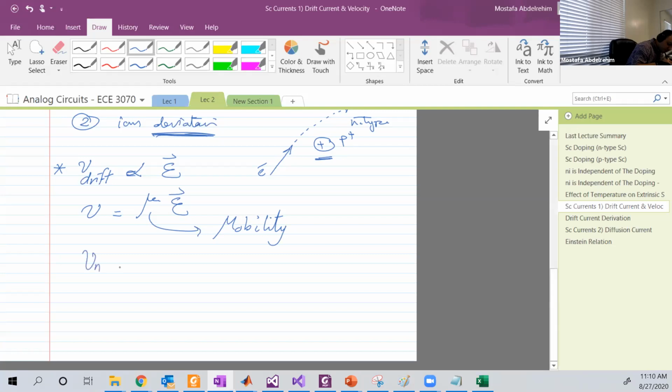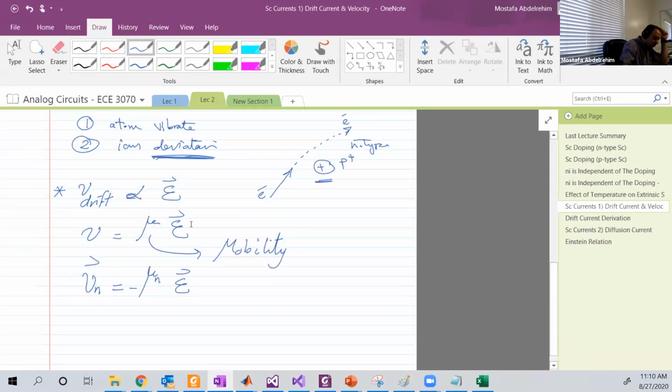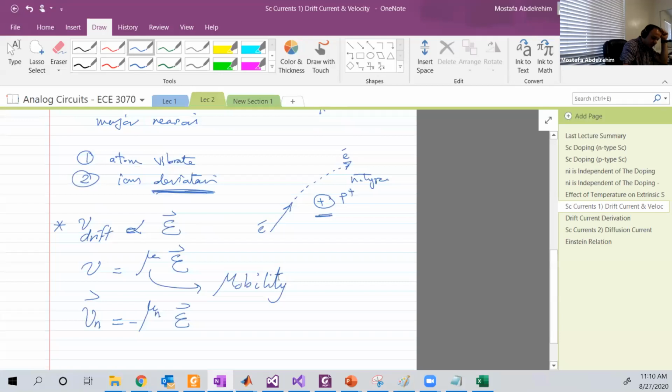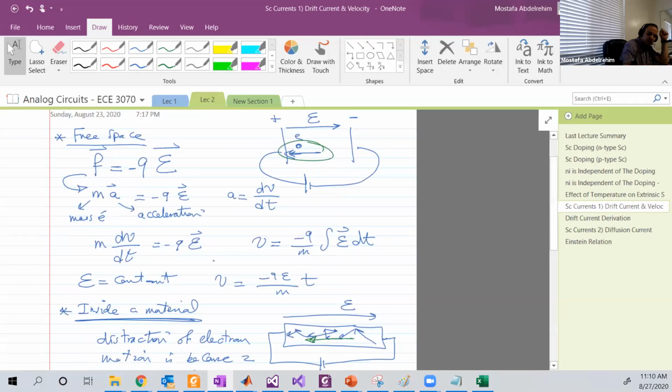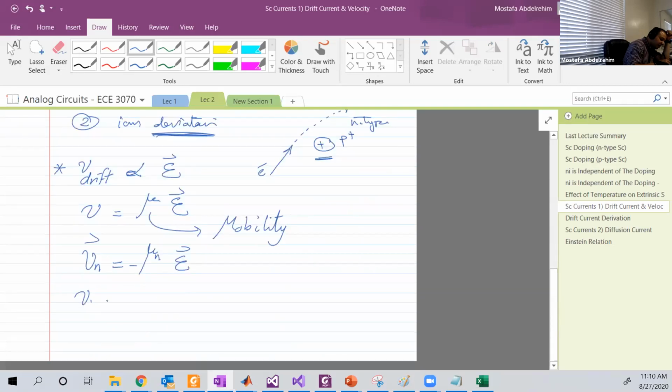So Vn, the drift velocity of the n carrier, the electrons, is equal to minus mu n multiplied by the electric field. Why minus? Because the electrons move in the opposite direction, just like we see here. So it's minus mu n times epsilon, where both are vectors. And Vp equals mu p epsilon as well. So this is the drift velocity we have.